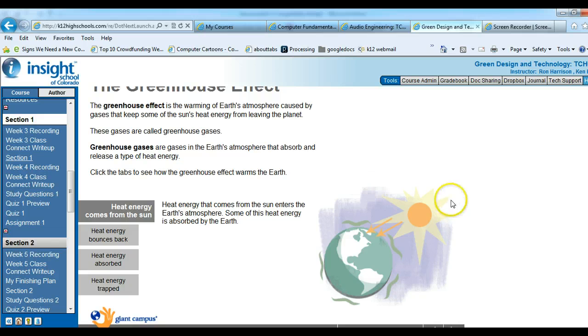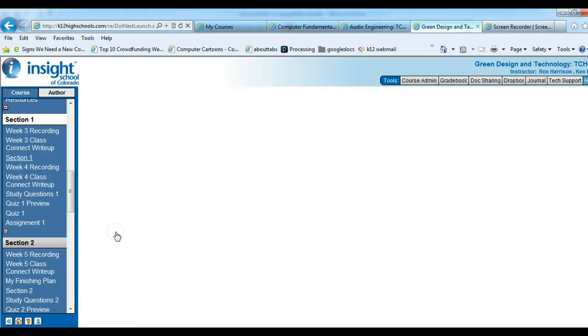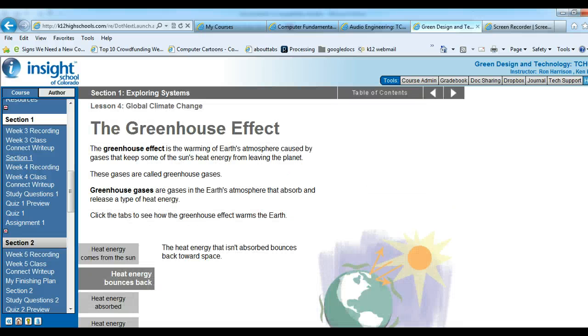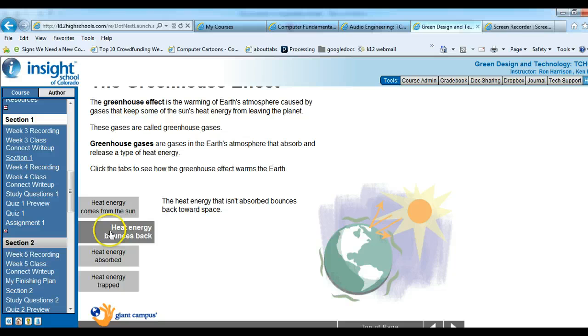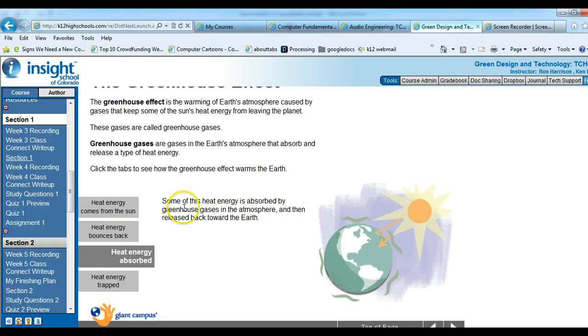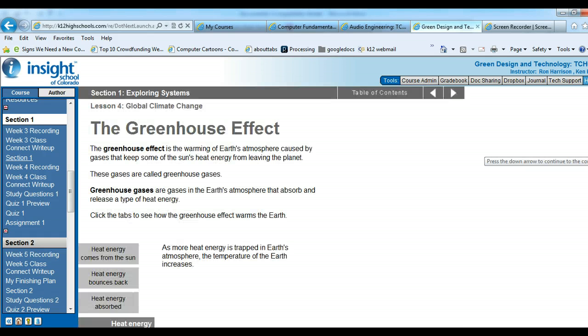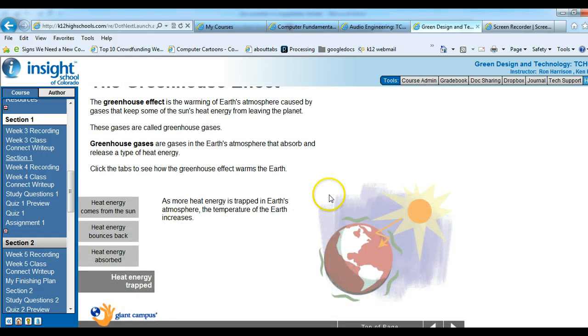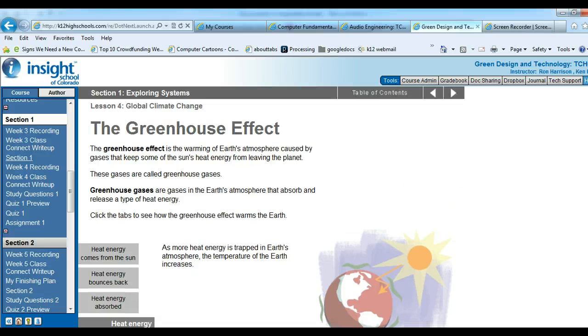So the way that all works, the sun's energy comes into the Earth's atmosphere. Some of the energy bounces away, bounces back. So what's not absorbed bounces back. What is absorbed is in the Earth's atmosphere released back down to Earth. And that trapped heat energy is what keeps our Earth warm. Well, so we do need to have the greenhouse effect, but if we get too much heat coming in, then that's going to be the issue.